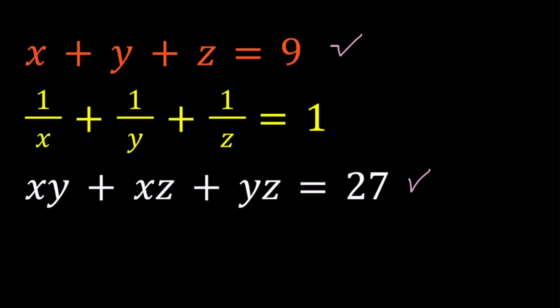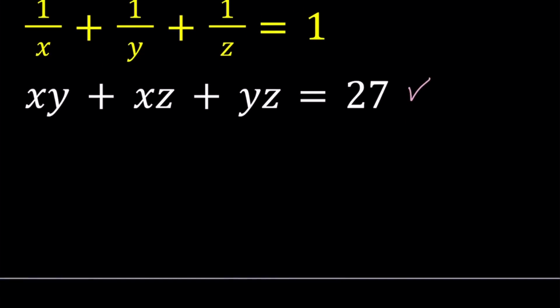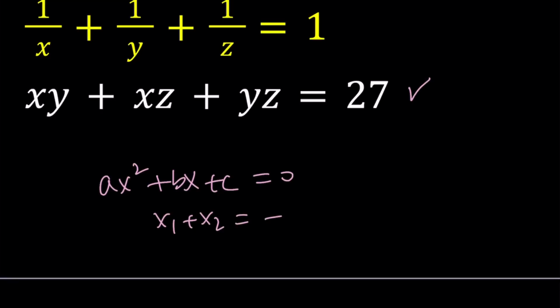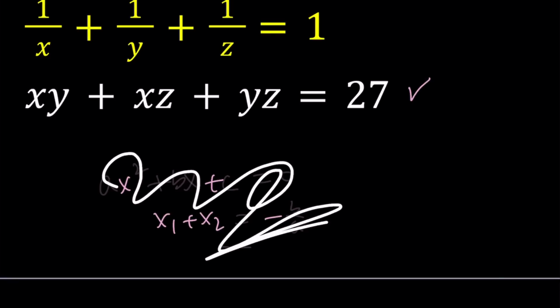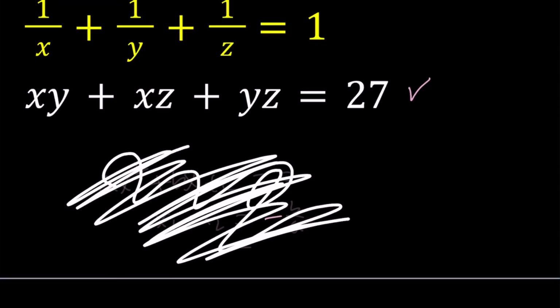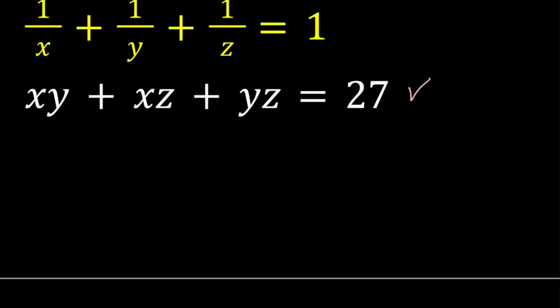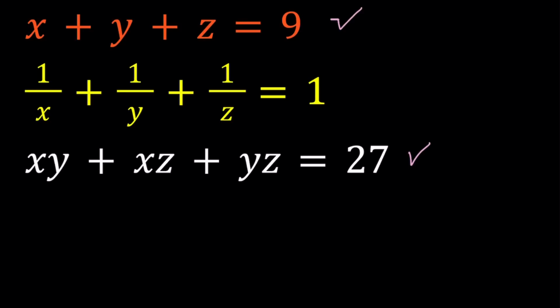Vieta's formulas give us relations between the roots and the coefficients. So for example, if you have a quadratic equation such as ax squared plus bx plus c equals 0, then x1 plus x2 is going to be negative b over a, so on and so forth. I don't want to get into the details. You can definitely go ahead and check out the video that I made on Vieta's formulas. Vieta is a French mathematician, by the way, so he did a lot of great things. You can definitely search for that too.